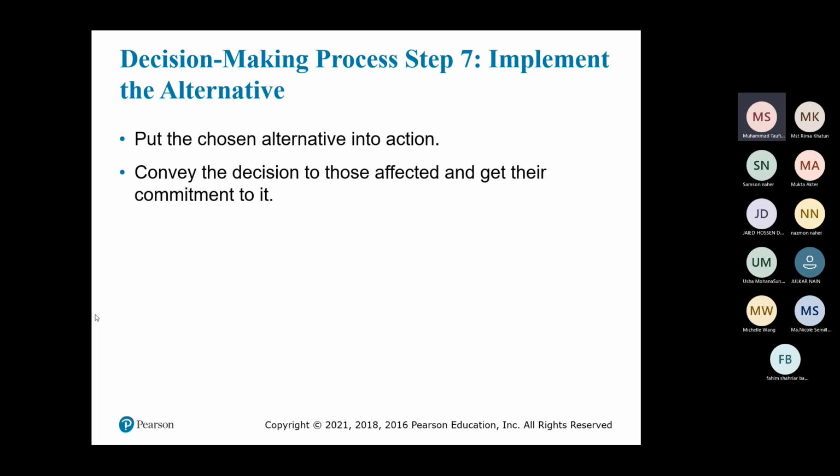Okay, so once you make the decision, then you implement it. That means that for this example, Amanda goes to the store and buys the Surface Book, because that is the best choice for her. All right, so that is step number 7.